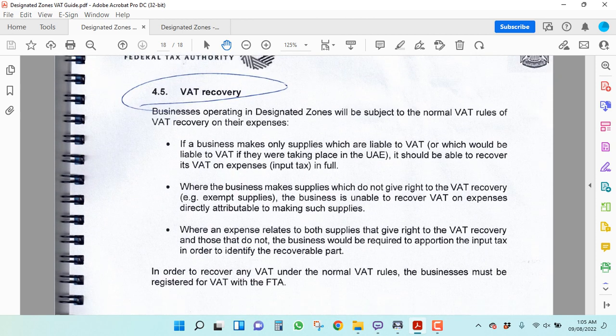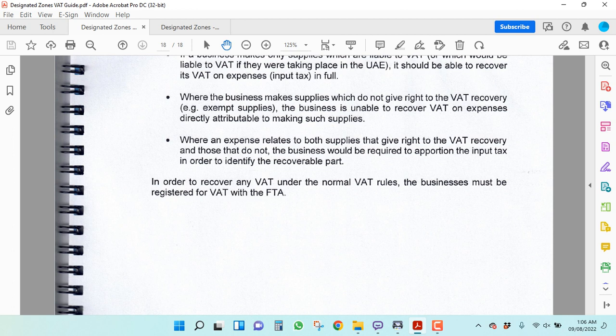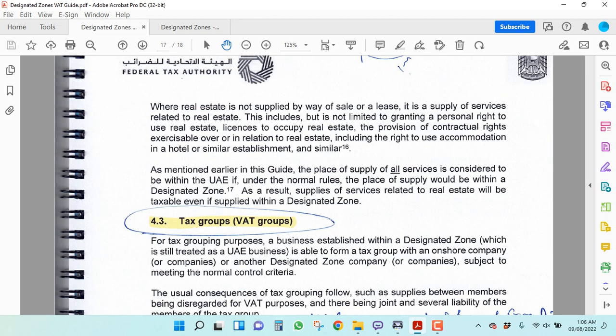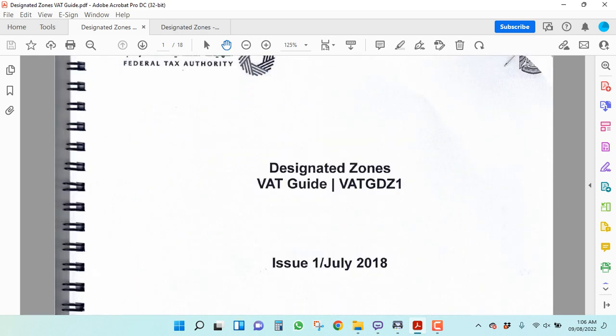Now the last point, VAT recovery. For businesses operating in a DZ, the VAT recovery rules are the same as for normal businesses. A business operating in a DZ will be subject to the normal VAT rules of VAT recovery on its expenses. If the business makes only supplies which are liable to VAT, it should be able to recover its VAT on expenses in full. Where a business makes supplies which do not give right to VAT recovery, the business is unable to recover VAT on expenses directly attributable to making such exempt supplies. Where expenses relate to both supplies that give right to VAT recovery and those that do not, like when it is making taxable supplies, zero rated supplies and exempt supplies, then we will apportion those. I hope now all the VAT treatment concepts regarding designated zones are clear.